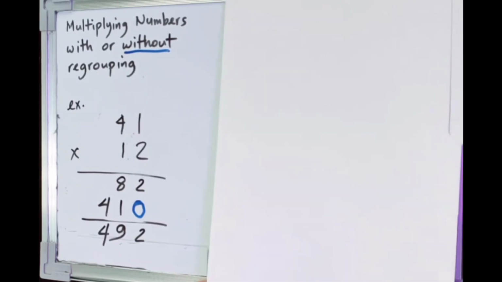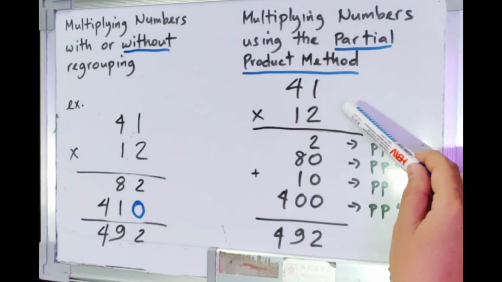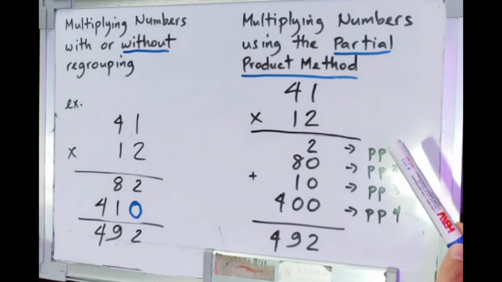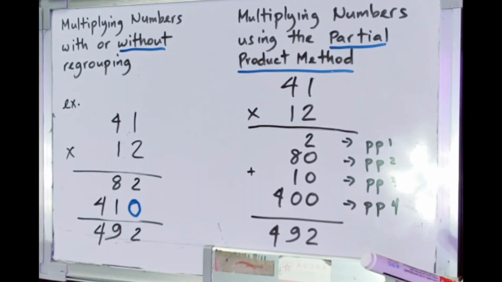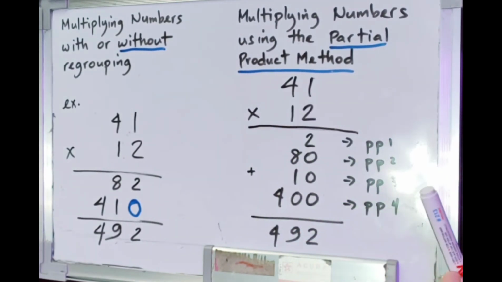But if you want to use the partial product method, you need to consider the multiplication of each digit, digit to digit, but considering their values. So consider the same example, 41 and 12. We multiply these two. First, we multiply the ones digits. So 1 and 2, 1 times 2, that's 2.